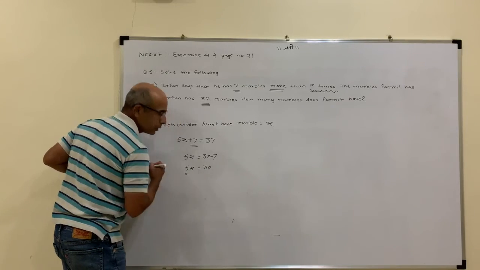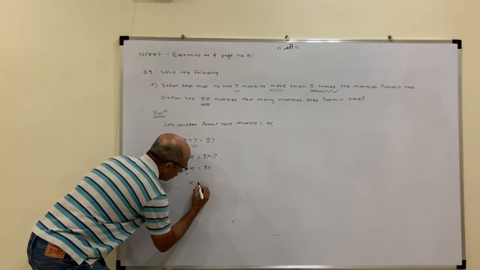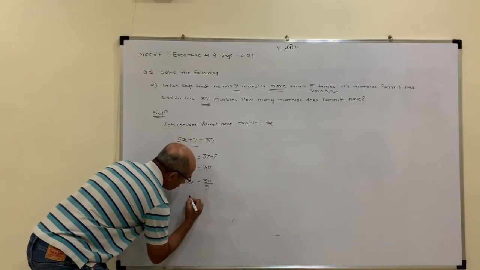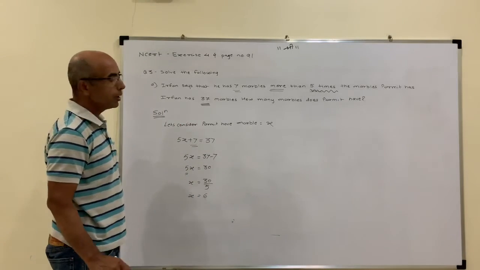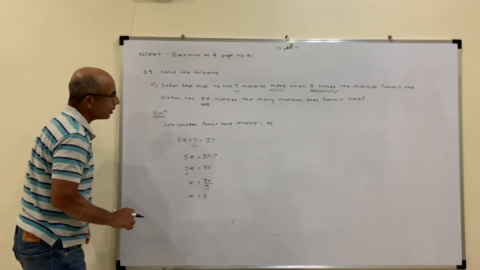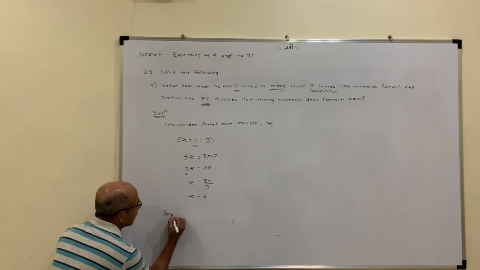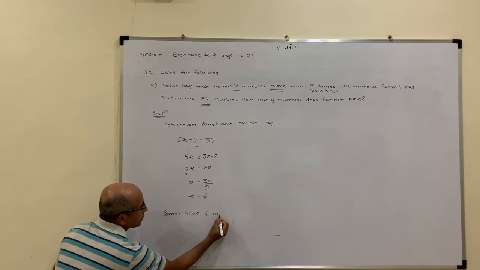Now we'll transpose this 5 onto the other side. So x equals to 30 divided by 5. So x equals to 6, 5 sixes are 30. So my answer is Paramit has 6 marbles.